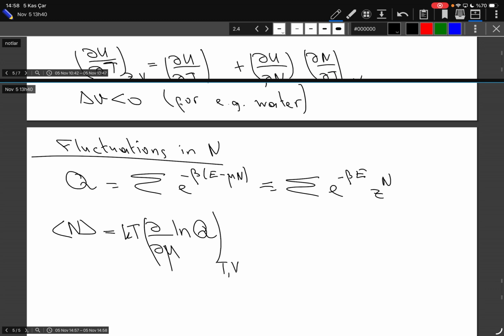Or I can do the same thing as well. It will be essentially the same thing. It will be z times the derivative with respect to z of the logarithm of Q, keeping beta, keeping T and V constant. Now, they are the same derivatives. Remember, z is e to the power beta mu.